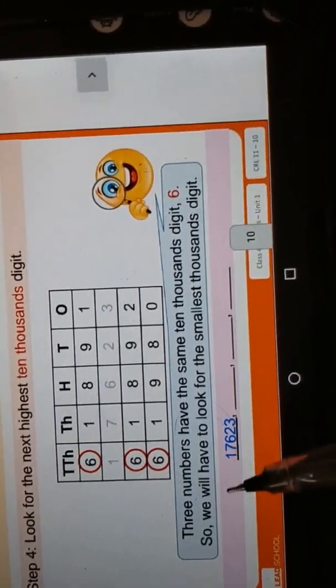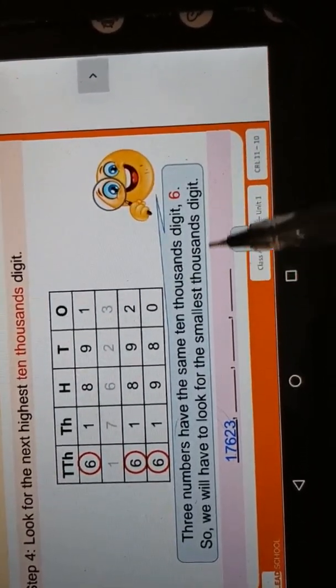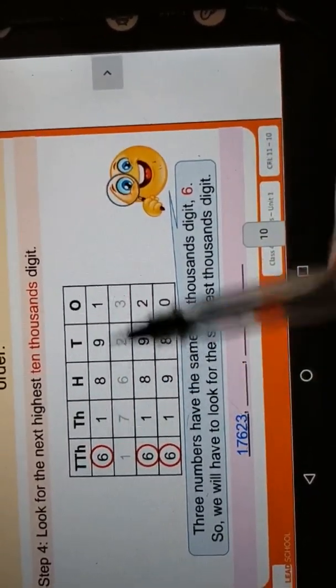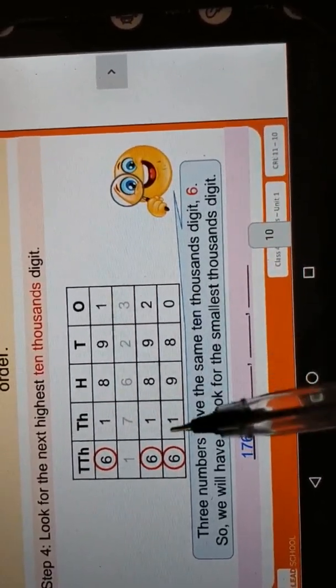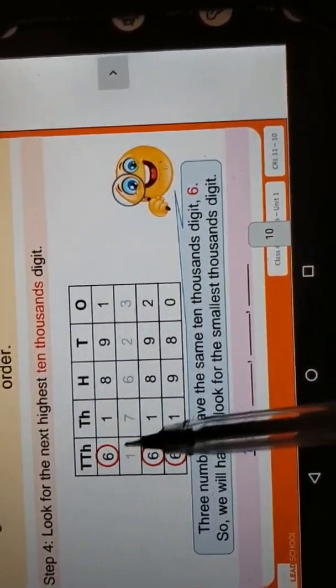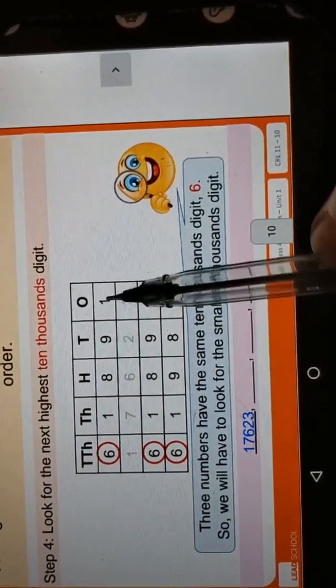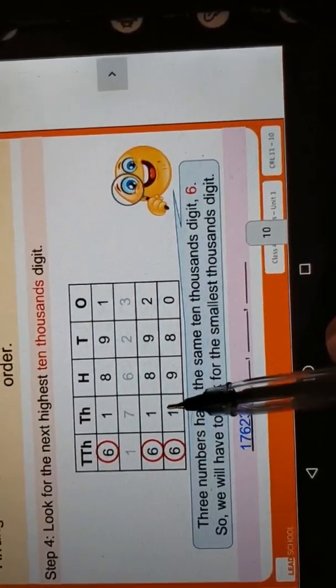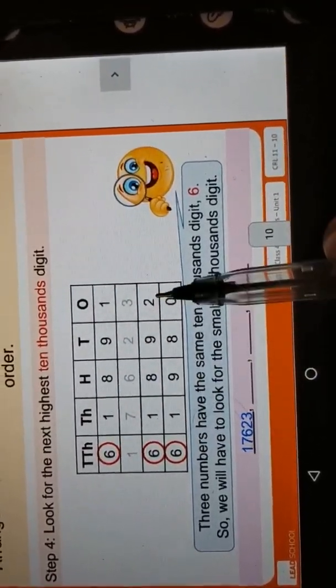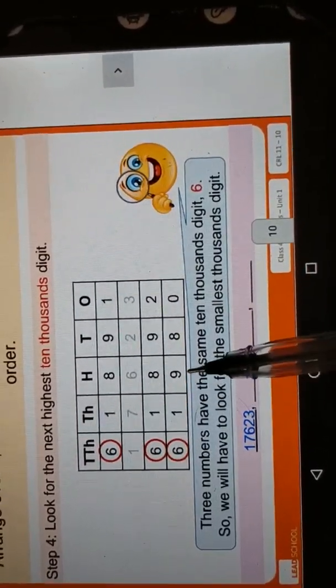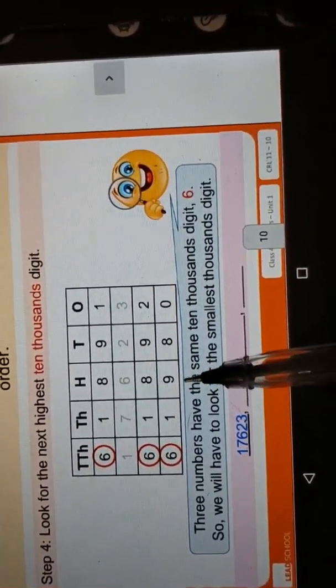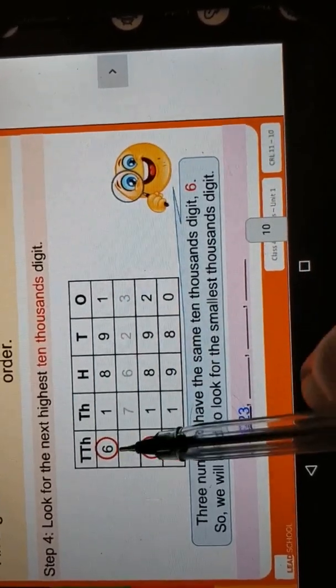And then there are numbers that have the same 10,000 digits. So we have to look at the smallest 1,000 digits. In that, which one is the smallest 1,000 digit? Look at them: 61,891, 61,892, 61,980.